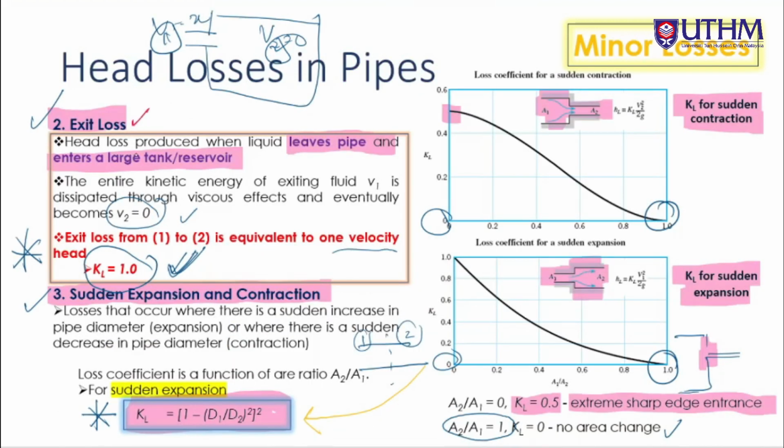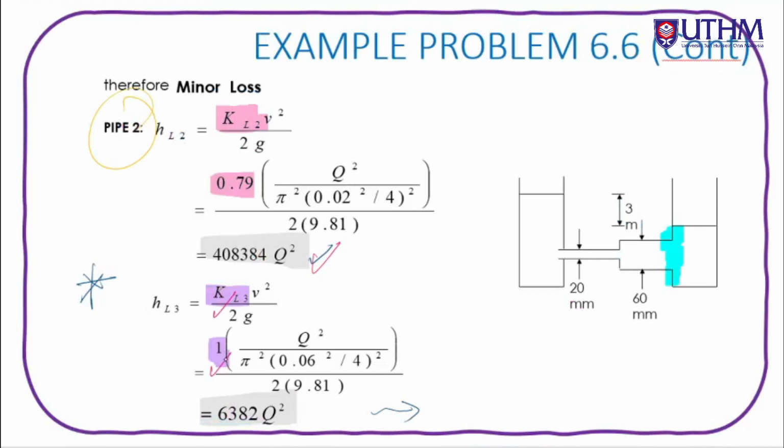Exit loss from 1 to 2 is equivalent to 1 velocity head, since that is the head loss produced when liquid leaves a pipe and enters a large tank or reservoir. So ini condition sama dengan yang kita buat soalan tadi lah. Okay, sekejap kita bagi balik ke soalan, which is this one. KL equals to 1, atau kita dapat ni.